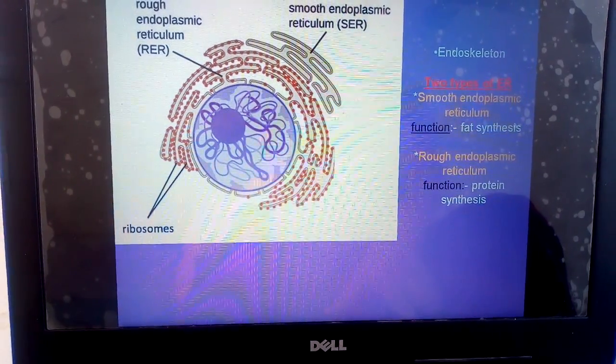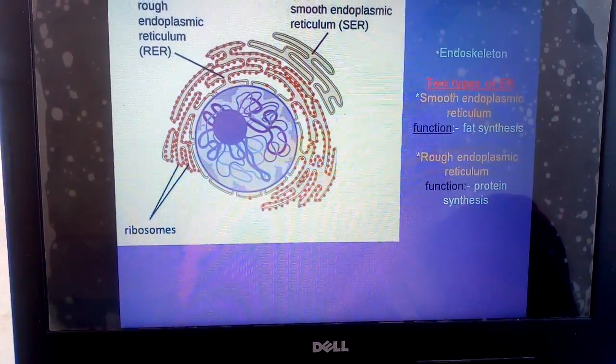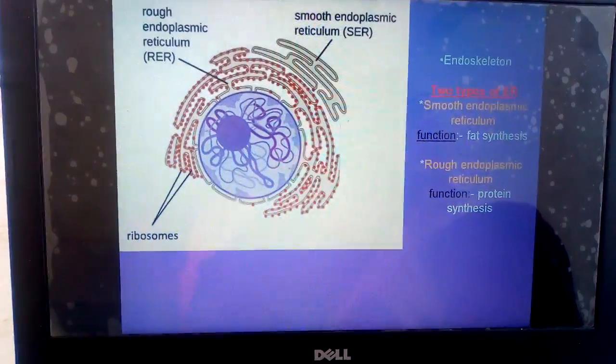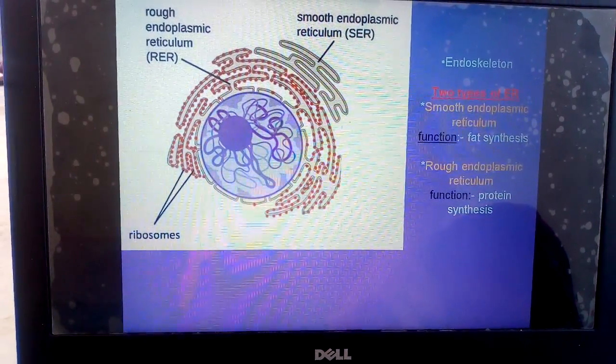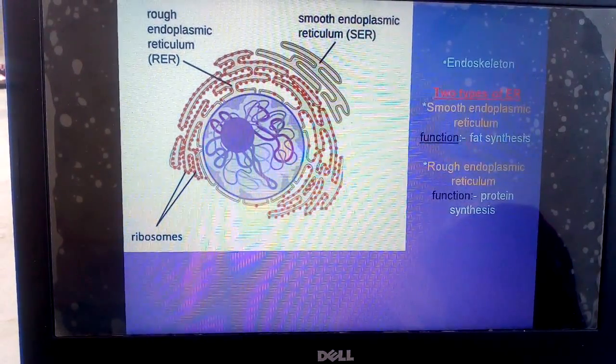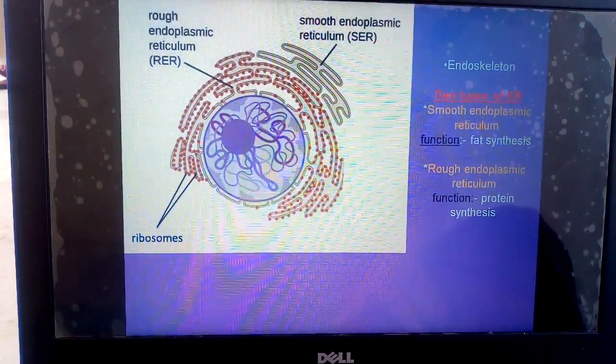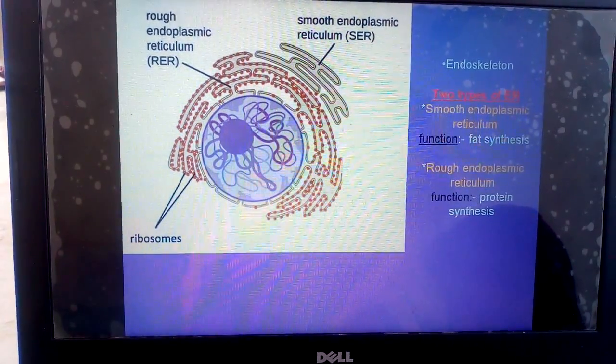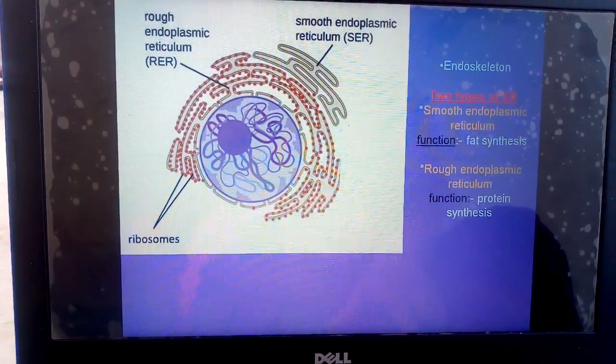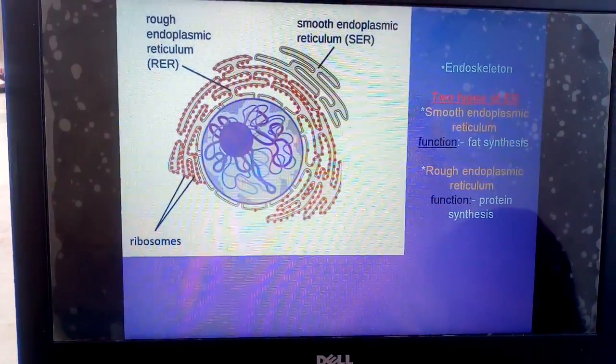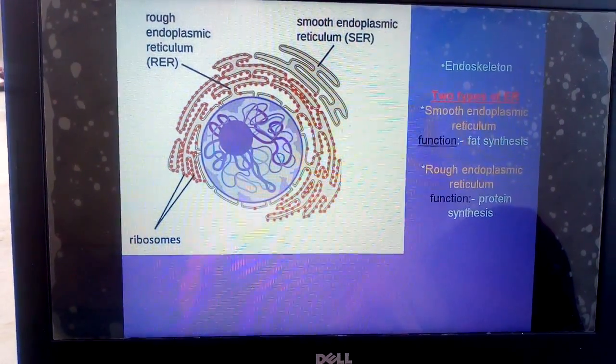Now, when we talk about smooth endoplasmic reticulum, we can easily see in this diagram, smooth endoplasmic reticulum has a smooth surface. There are no granular structures present on the smooth endoplasmic reticulum. And the function of smooth endoplasmic reticulum is fat synthesis.